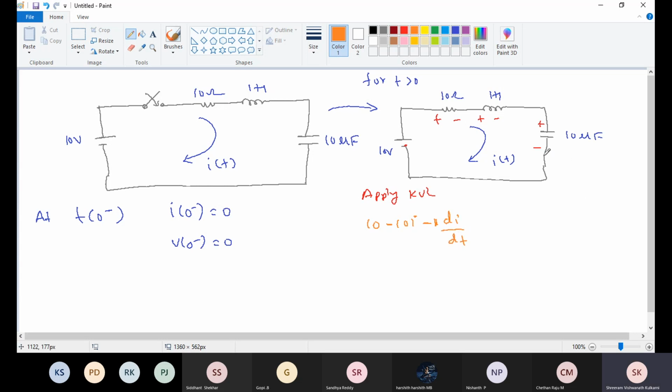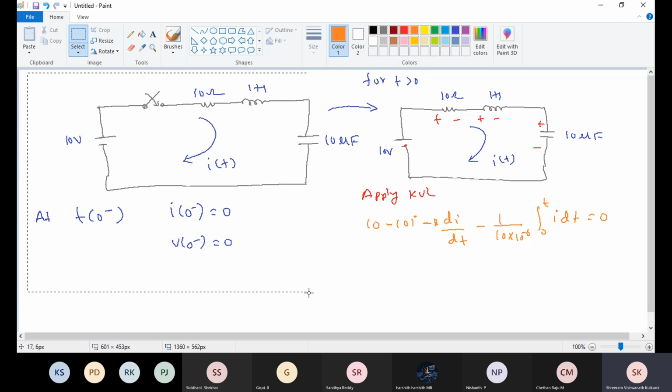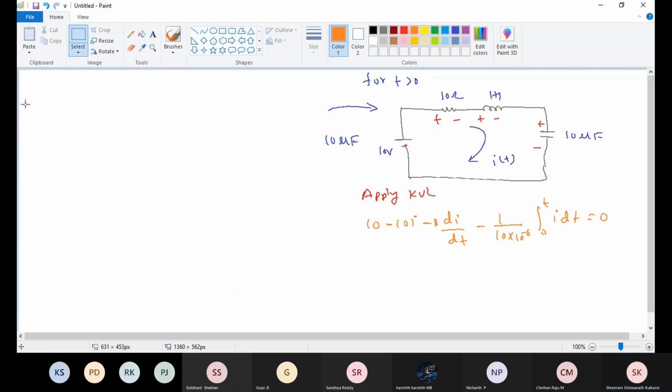Coming to the capacitor, the voltage is 1/C integral from 0 to t of i dt, that is plus to minus, minus 1/(10 micro) integral of i dt from 0 to t, equals 0. I have just applied the KVL for the circuit. Now at t equal to 0+, I am just substituting 0+ in this equation.